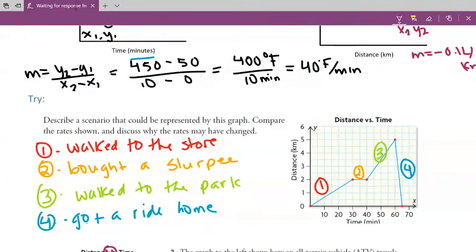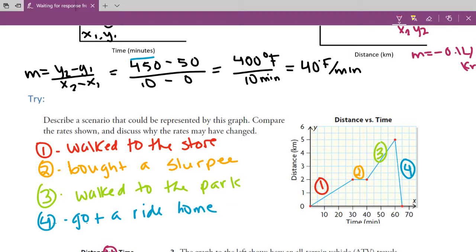All right, so if we look at that first scenario, your scenario could very well be different, but here's what I came up with. So for the first segment, again, going only for those linear chunks, it could be you walking to the store, takes you about 30 minutes to go 2 kilometers. Second segment, you're stopped, so maybe you bought a Slurpee, you bought a drink. Third segment, maybe you walk to the park, you're still getting further away from where you started.